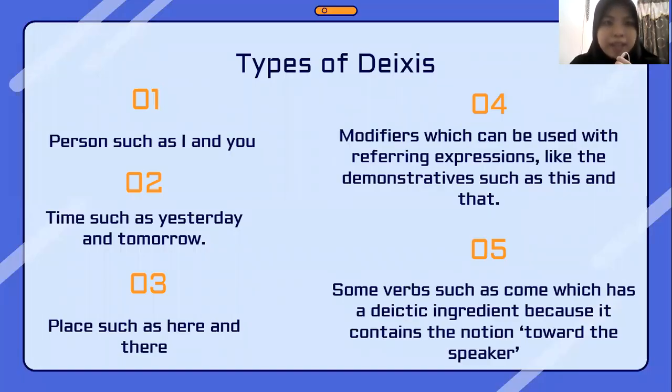Types of deixis are divided into five. The first, person, such as I and you. The second, time, such as yesterday and tomorrow. The third, place, such as here and there. And the fourth, modifiers which can be used with referring expressions, like the demonstratives, such as this and that. And the last, some verbs such as come, which has a deictic ingredient because it contains the notion toward the speaker.